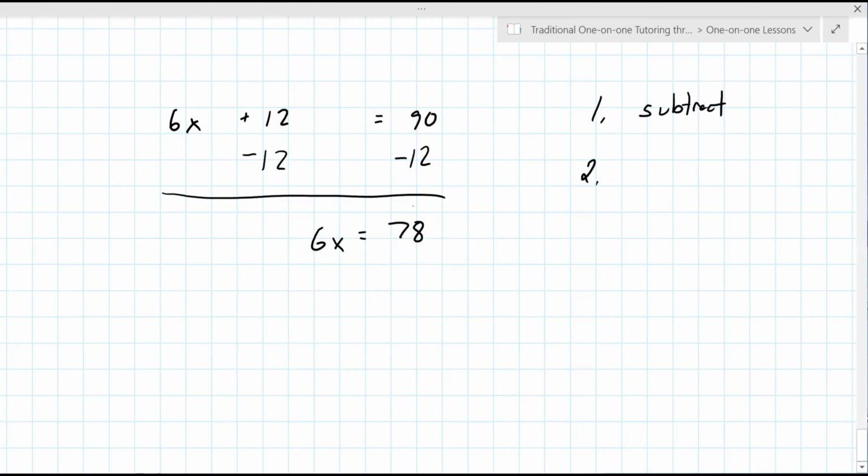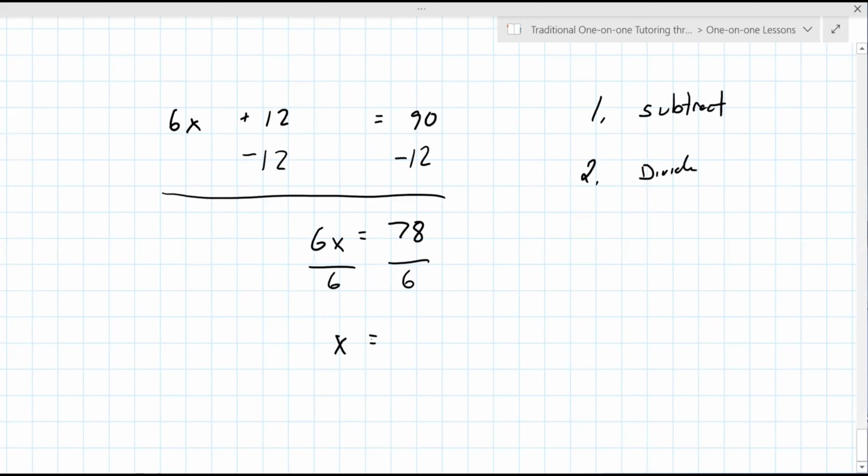Okay, now what is the next step? The next step is to divide. Okay, what are you going to divide by? 6, divided over the 90, and that is going to be 15. Try again.